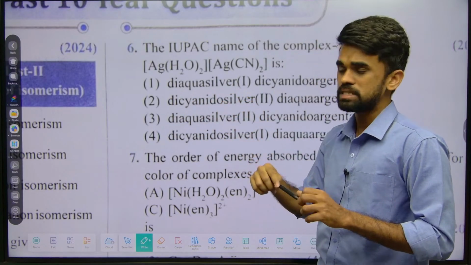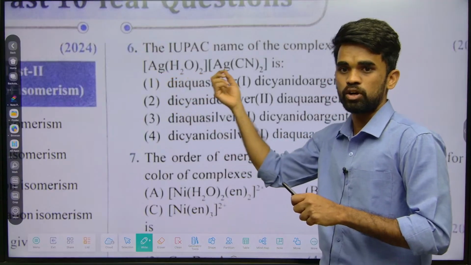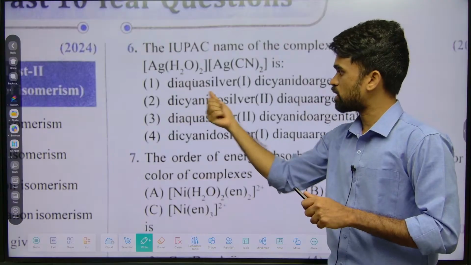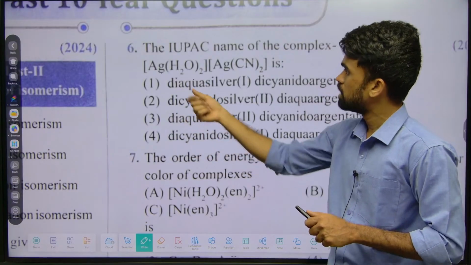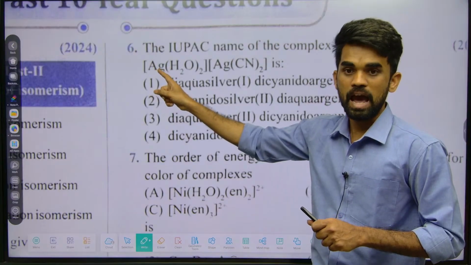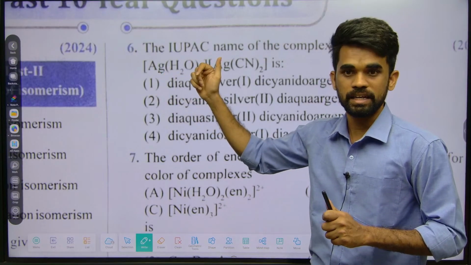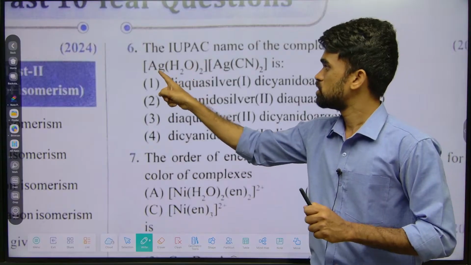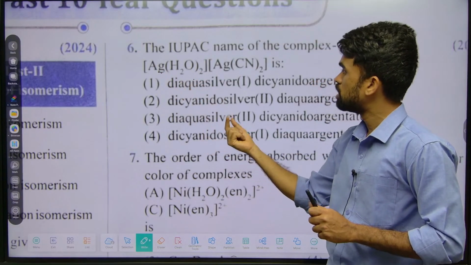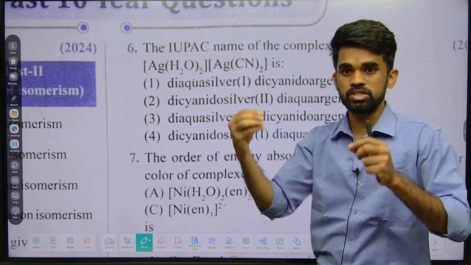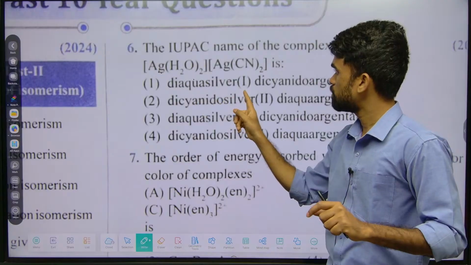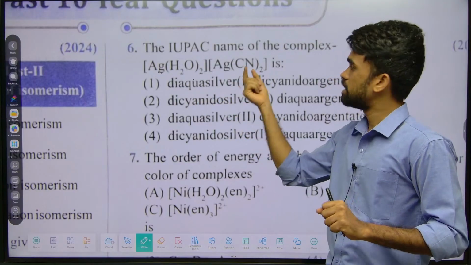Now what happens? First write the cationic sphere followed by the anionic sphere. How many aqua molecules are there? Two, so diaqua. In the cationic position, Ag should be called silver. In the anionic position, it is argentate. So diaqua silver. What I told you: share that charge. So it is 1 here, not 2, so 1 is better. Next, this anionic part, dicyanide.